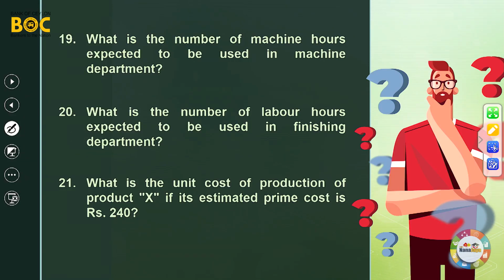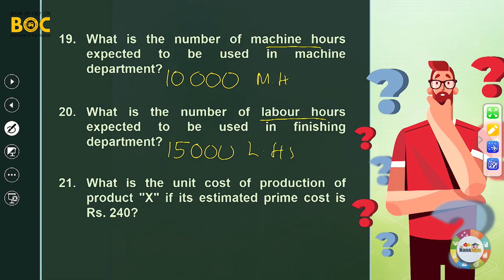680 rupees. The 19th question answer is 10,000 machine hours. The 20th question answer is 15,000 labor hours. The unit cost is 680 rupees.